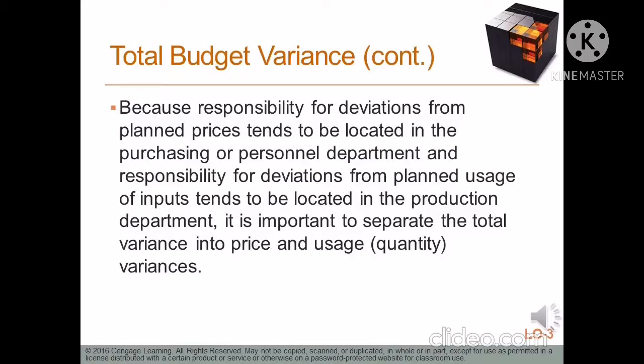There's a reason why we have to separate the total variance into price and usage, because responsibility for deviations from plan price tends to be located in the purchasing or personnel department, while responsibility for deviation from plan usage of input tends to be located in the production department.